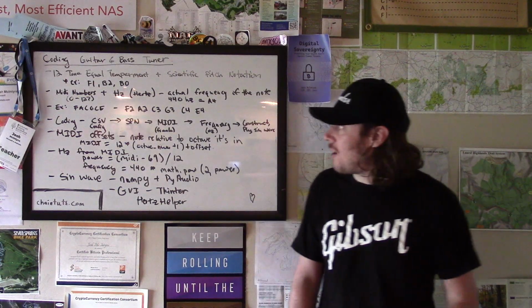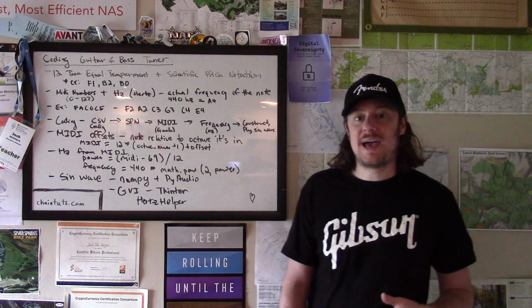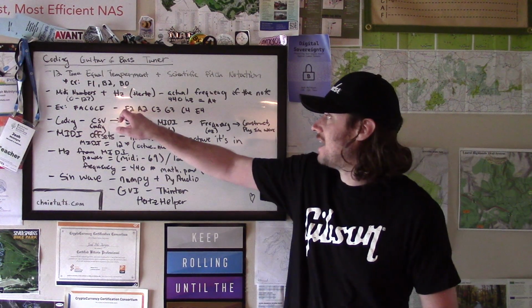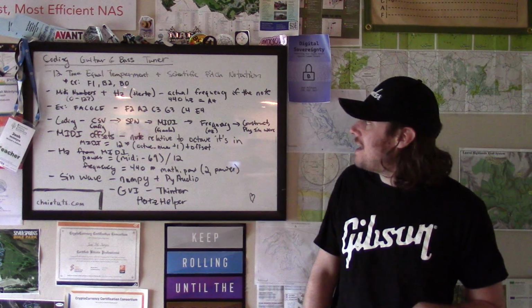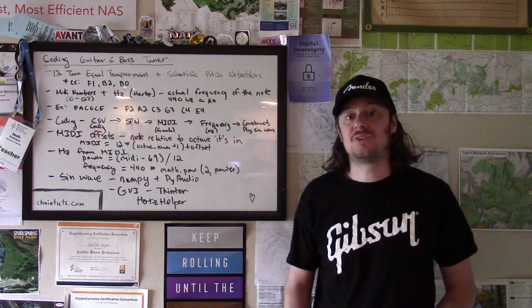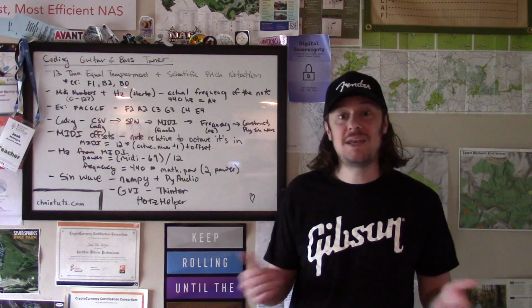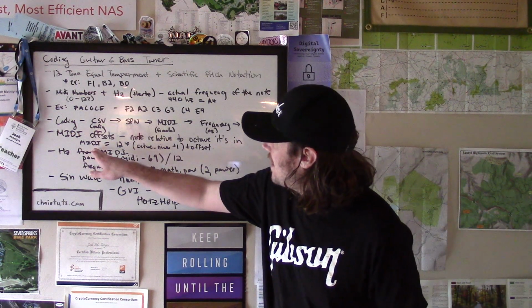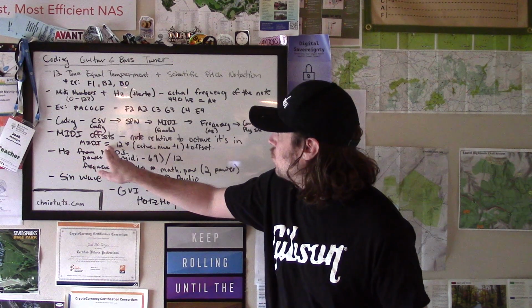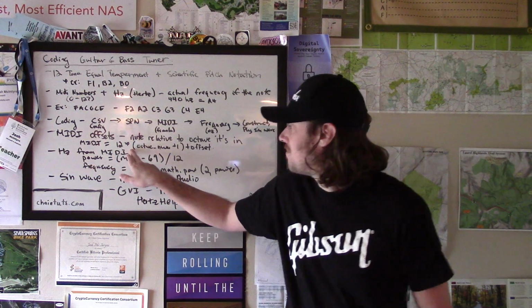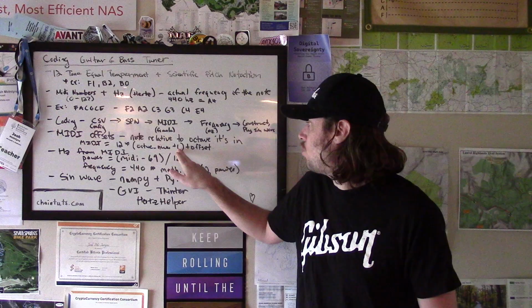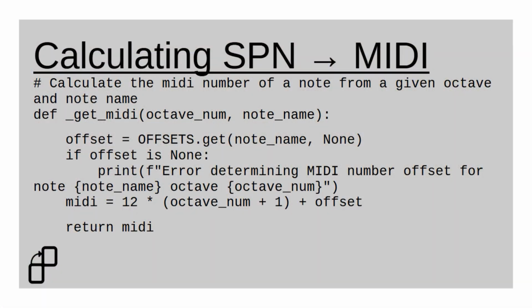So we start out with our SPN value. That would be something like F2. And now there's a very handy formula to convert that to a MIDI number. That is, the MIDI number equals 12 times the octave number plus 1, plus the offset.